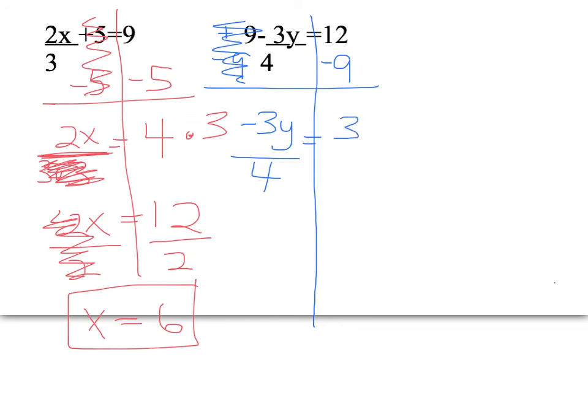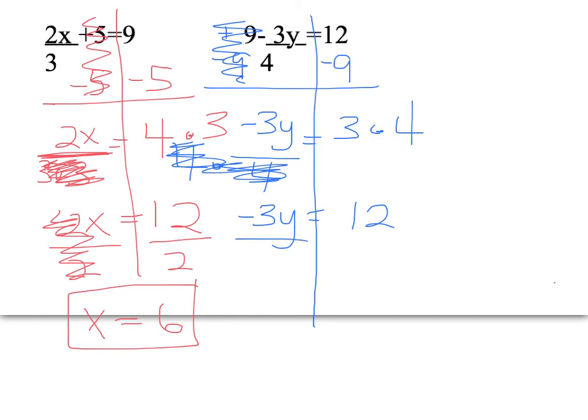Now we have negative 3y divided by 4. The opposite of a divide by 4 is a multiply by 4. 4 divided by 4 goes away, leaving us with a negative 3y equals 12. This is negative 3 times y. The opposite of times is divide, so divide by negative 3. 3's will go away, leaving us with y equals 12 divided by negative 3 is negative 4.